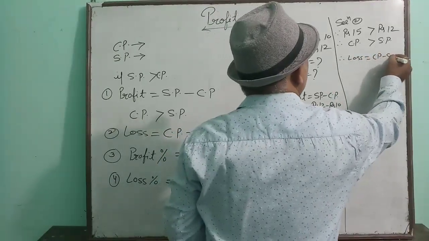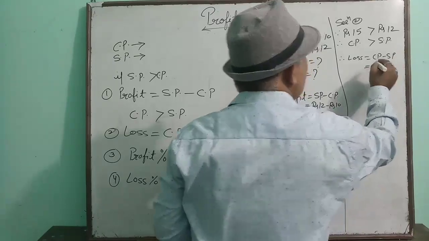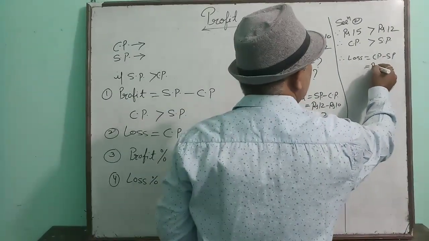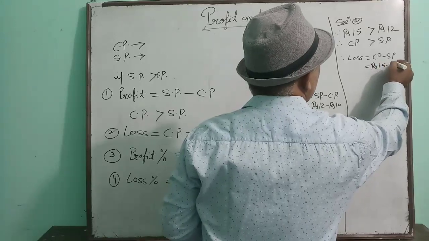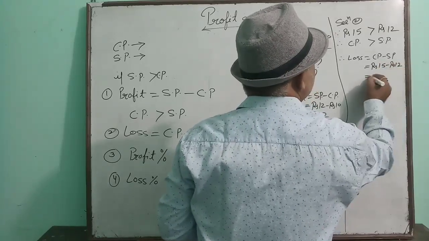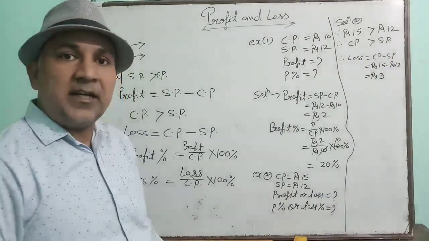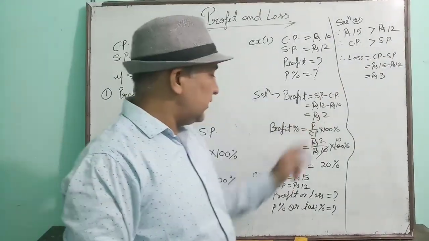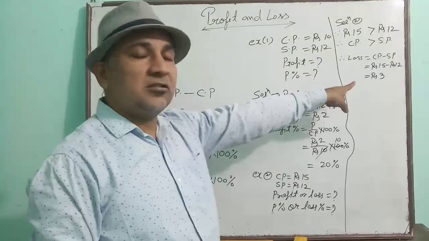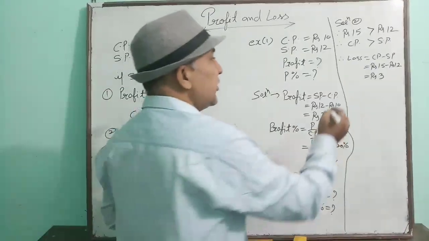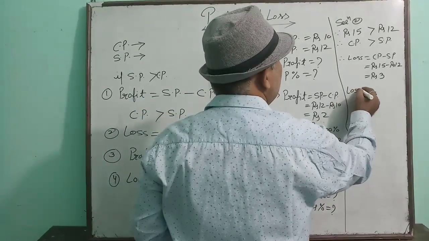And what is the formula for loss? Cost price minus selling price. Understood? That means rupees 15 minus rupees 12, that means rupees 3. Loss in this transaction is 3 rupees. Understood? Now we will convert it into percentage.